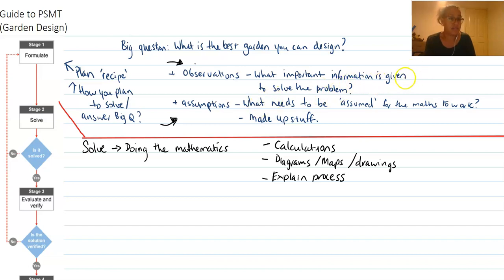It's what I always tell you when you do a problem solving task: what's the question asking you to do? How are you going to solve it? What's the important information that's going to help you to solve it? Those 3 questions are here in your formulate section. Once you've got your observations, the stuff that's important, assumptions are the things that you have to assume for the mathematics to work.